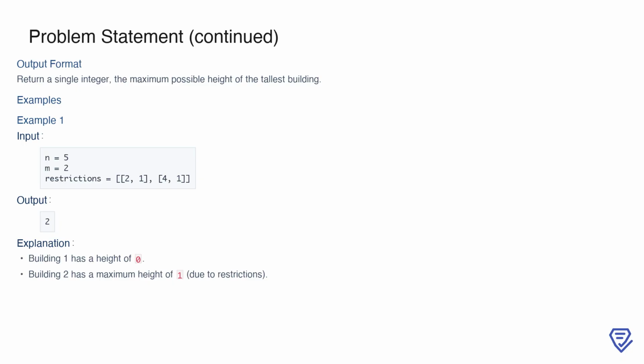If n equals 5, m equals 2, and the restrictions are [2, 1] and [4, 1], the output would be 2. Here's why: the first building has a height of 0. The second building, due to the restriction, can only have a maximum height of 1. As you move to the third building, it can reach a height of 2, which is the tallest possible height in this scenario. The fourth building is restricted to a height of 1, and the fifth building, which has no restriction, can transition smoothly to a height of 2. Therefore, the tallest building height in this case is 2.